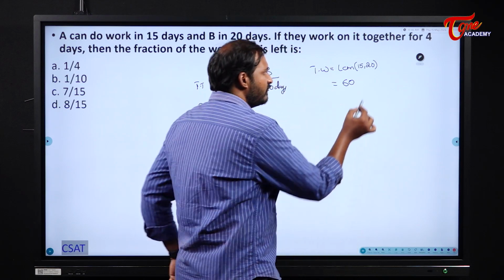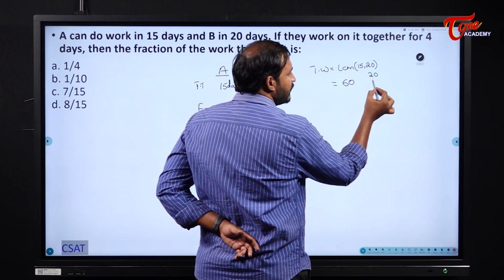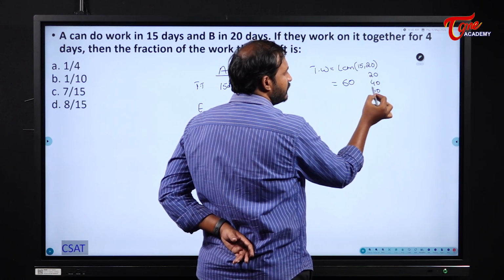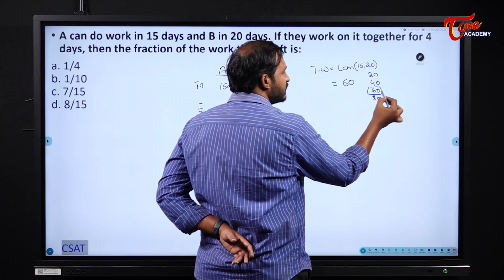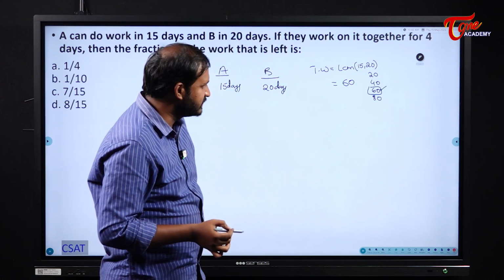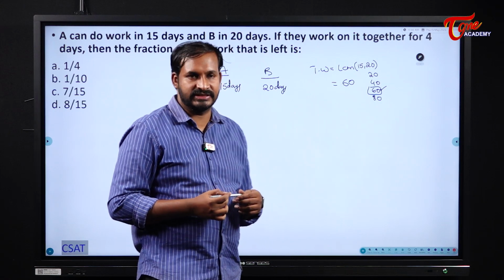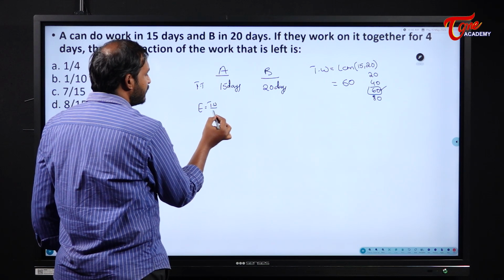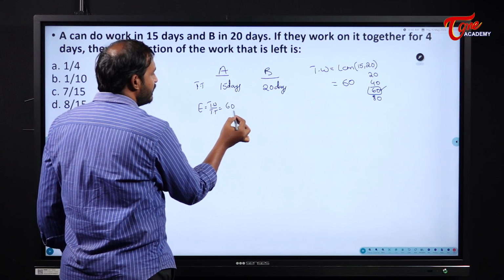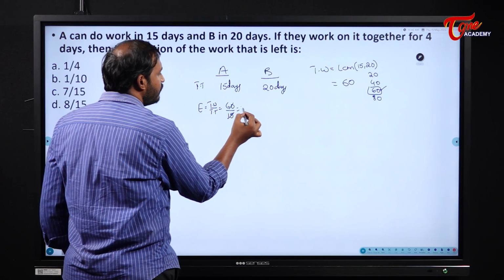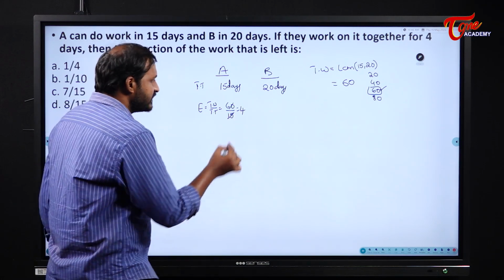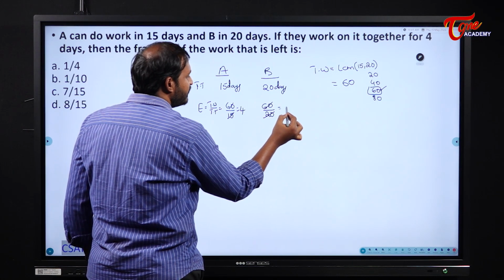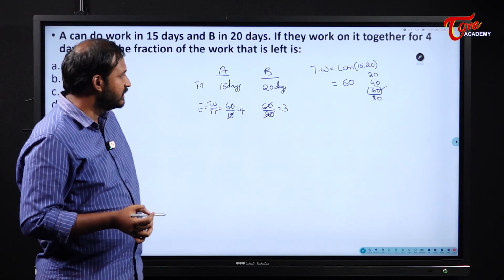Always write the multiples of the bigger number: 20, 40, 60, 80, like this. Whichever multiple is divisible by all the times which were given for the first time, that will become the LCM. So LCM is 60. Now tell me, what is the efficiency of A? Efficiency means total work by time taken. So that means 60 by 15. Efficiency of A will become 4. Next, efficiency of B: 60 by the time taken by B, 20. So efficiency of B is 3.